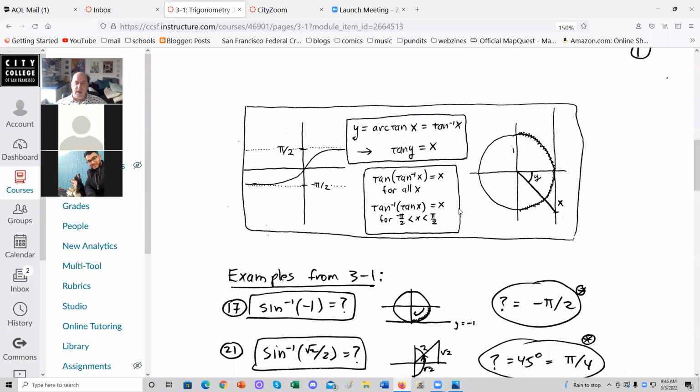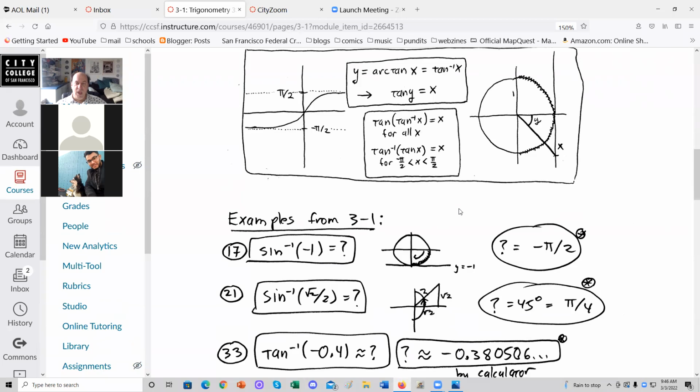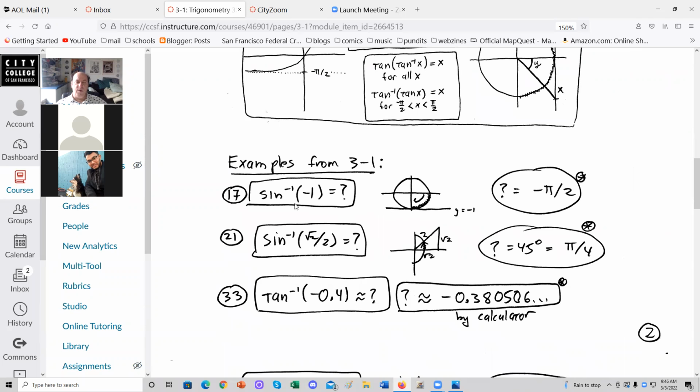Okay. So arc sine -1, what's that? Well, we want to find the point on the unit circle with y value -1. It's here at the very bottom of the circle, and you reach that by going this angle, minus 90 degrees or minus pi halves radians. So arc sine -1 is minus pi halves.